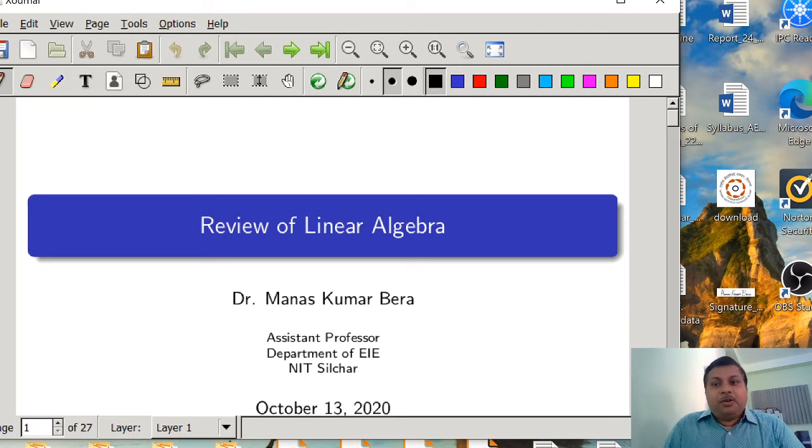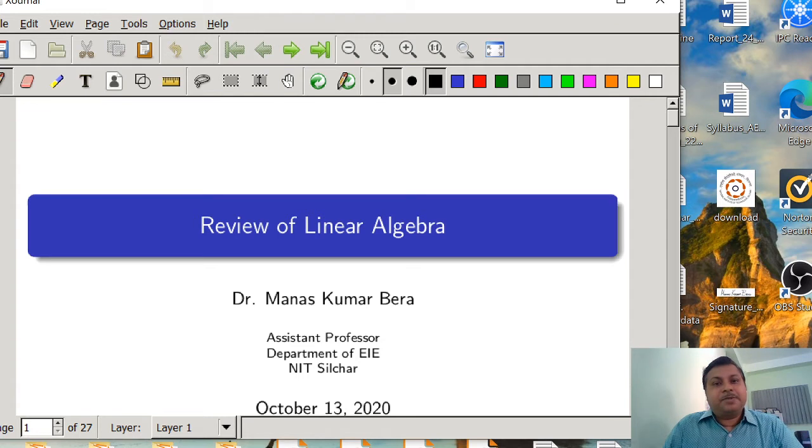And overall we are interested to know how we can design a controller if the system is represented in state space, along with observer design. So if we want to understand all these topics, then it is required to understand some mathematical notions related to linear algebra. So today that's why we are going to start to discuss the review of linear algebra.